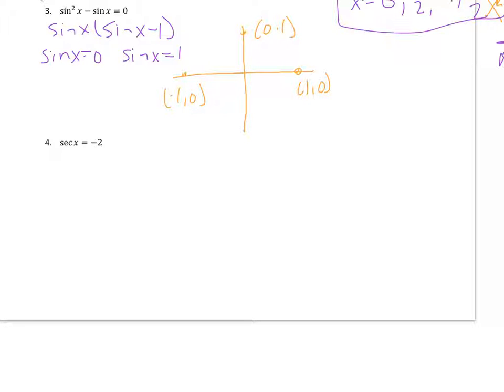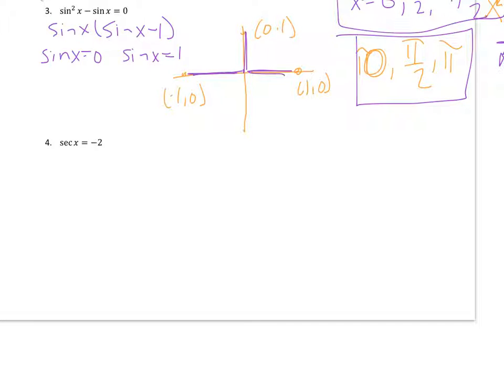So my 3 answers here would be, actually first is 0. That's this first one. I have pi over 2. That's the second one. And I have pi. That's the third one. So those are my 3 answers for question number 3. And question number 4, I'm going to zoom in a little.